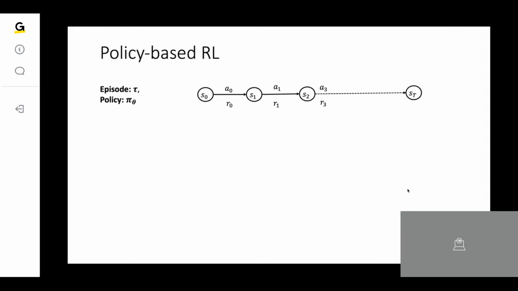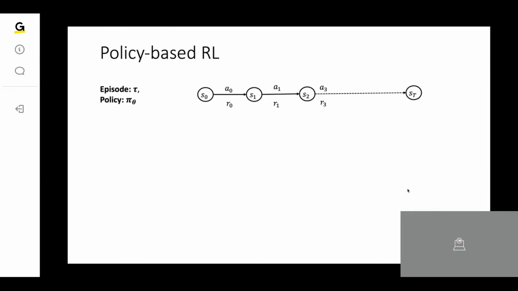So policy-based RL, as we saw in previous slides, has the goal of learning the optimal policy. Policy-based RL takes a direct approach to find the policy, as opposed to what value-based RL does, which is to find the value function and then derive the policy out of it.